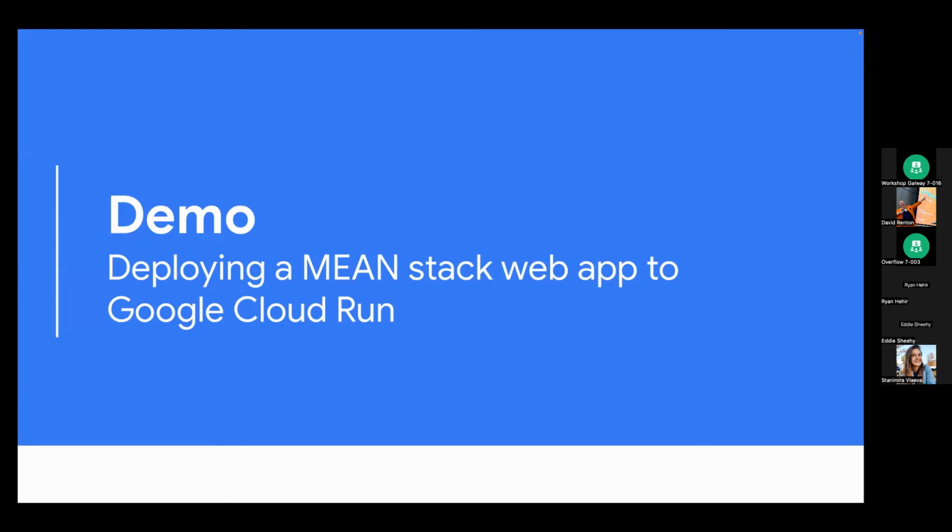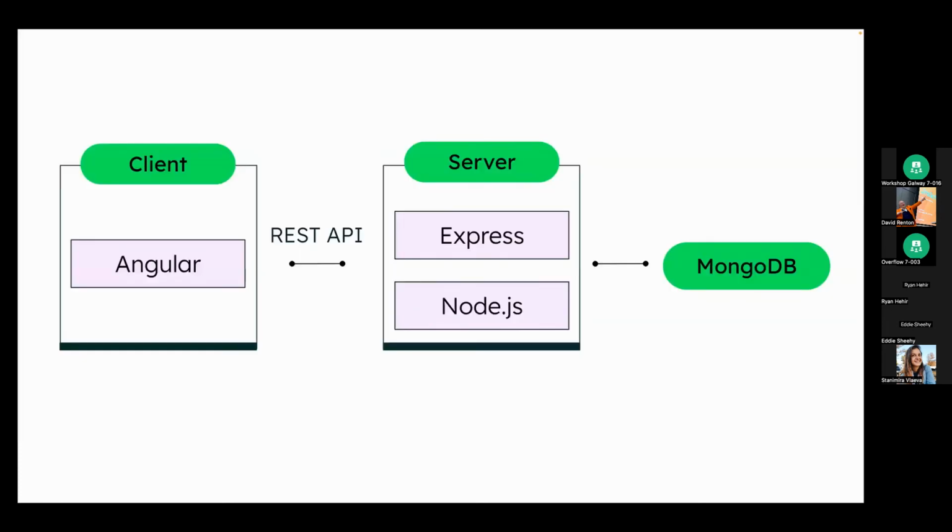All right, this was the database part, but let's see how that fits into an actual application. So let's deploy a MEAN stack application to Google Cloud Run. First, what is the MEAN stack? It stands for MongoDB, Express, Angular, Node.js. It's a tech stack that has been around for like 6 or 7 years now.